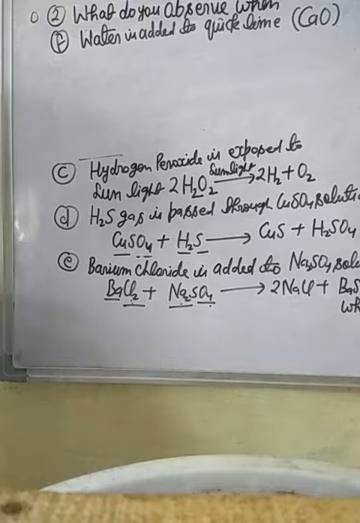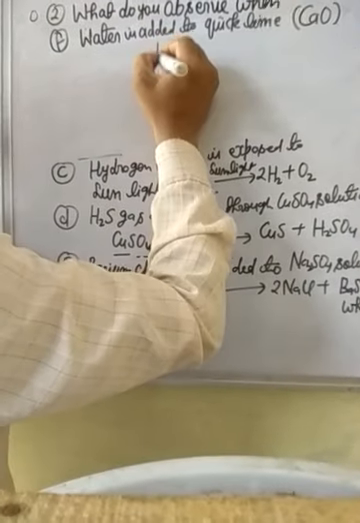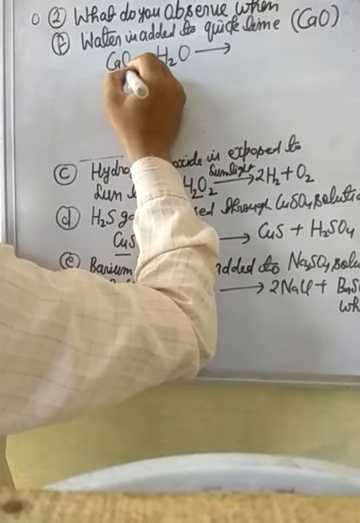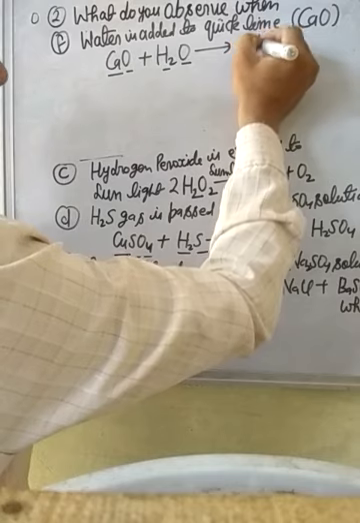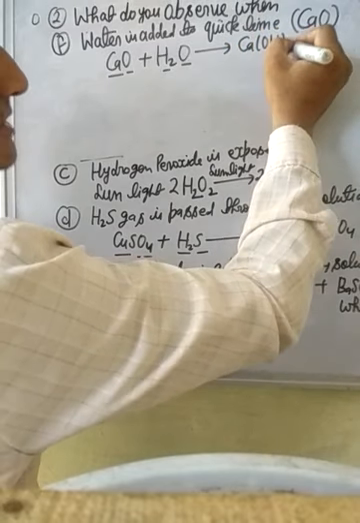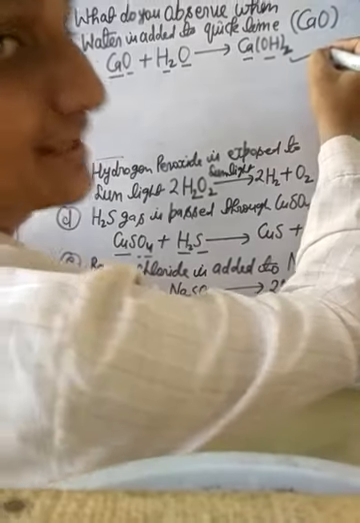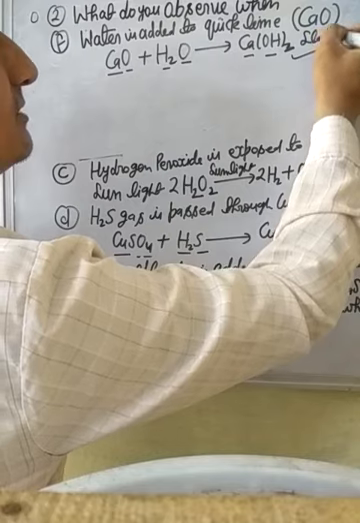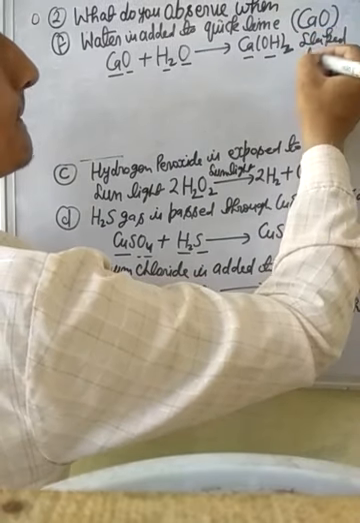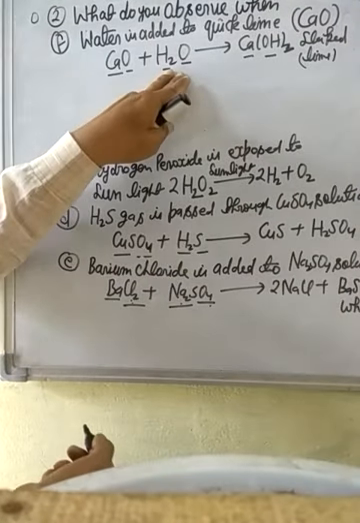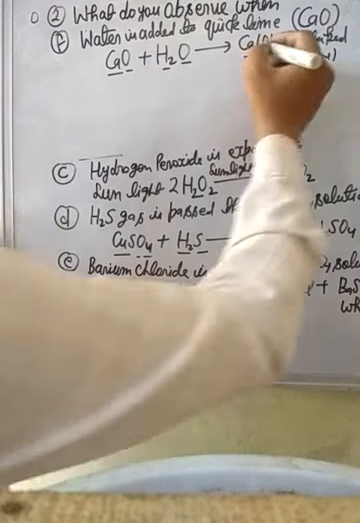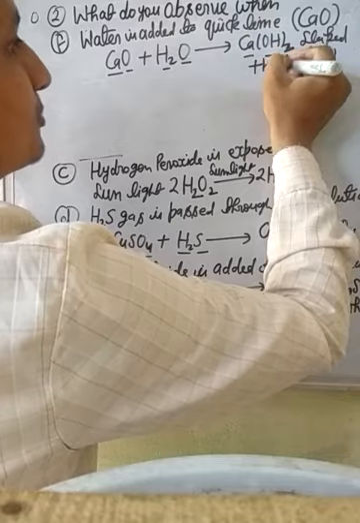So look here. Formula of water is H2O and quicklime is CaO. Now add, we get Ca(OH)2. Name of this is, first name calcium hydroxide, second name slaked lime. So observation: when water is added to quicklime, slaked lime is formed and a large amount of heat is produced.